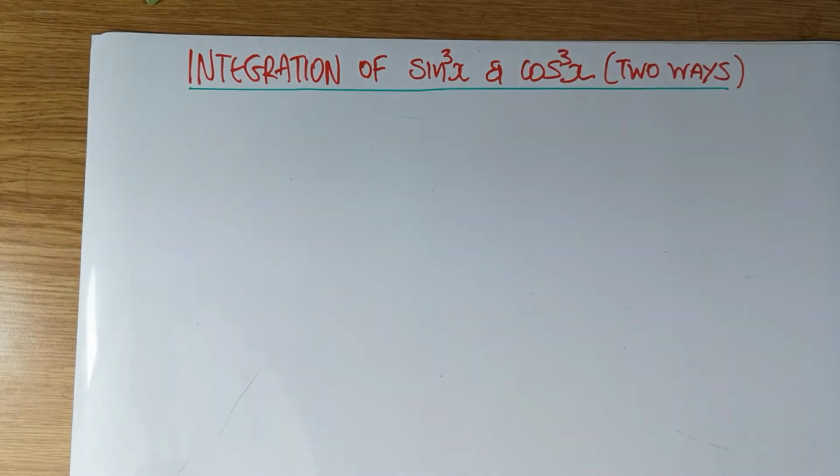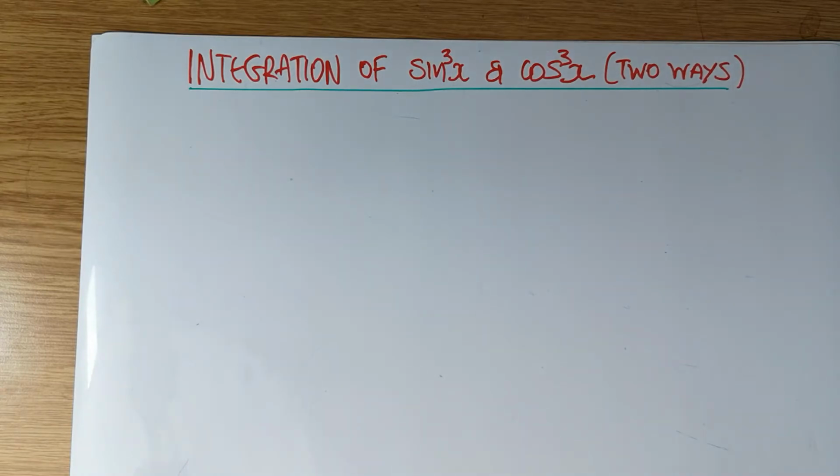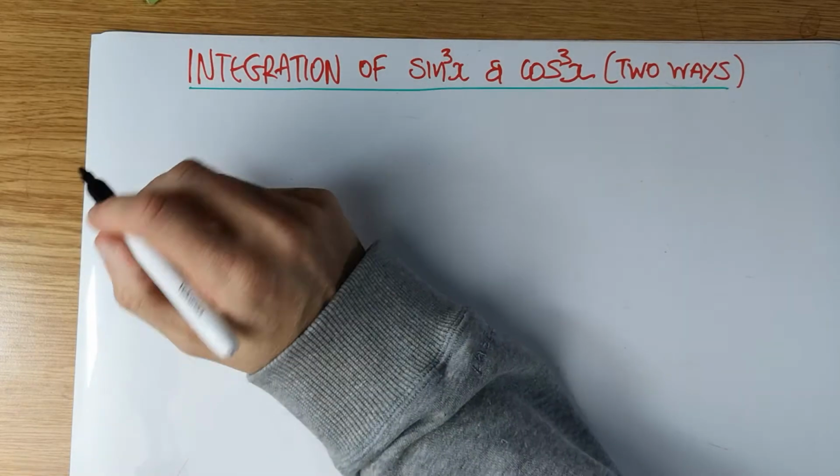Hello and welcome. Today we'll be looking at the integral of sine cubed and cos cubed. I'm going to show two ways of doing these particular integrals. The first one is by substitution, which is the standard way you'll normally be taught to do this, but there's another one which is by clever manipulations and reverse chain rule. So let's start with the sine cubed.